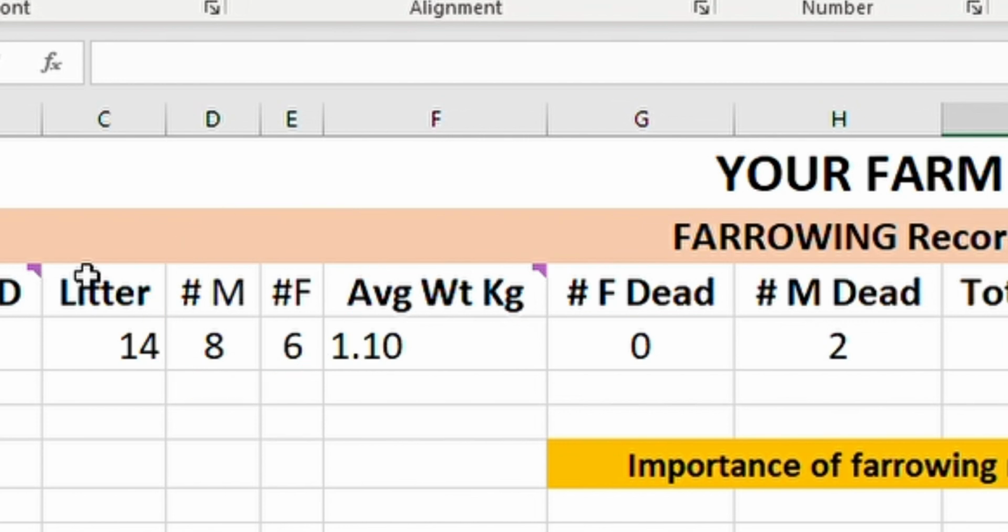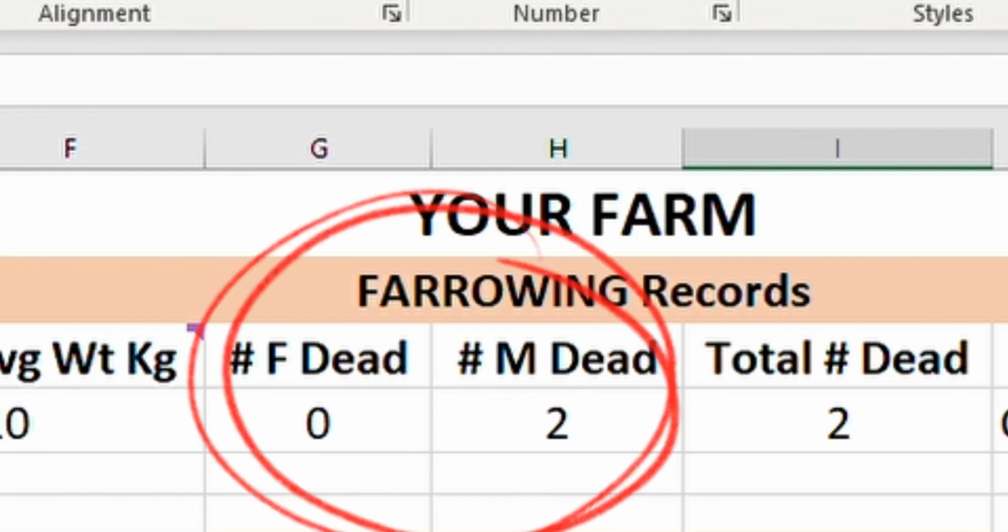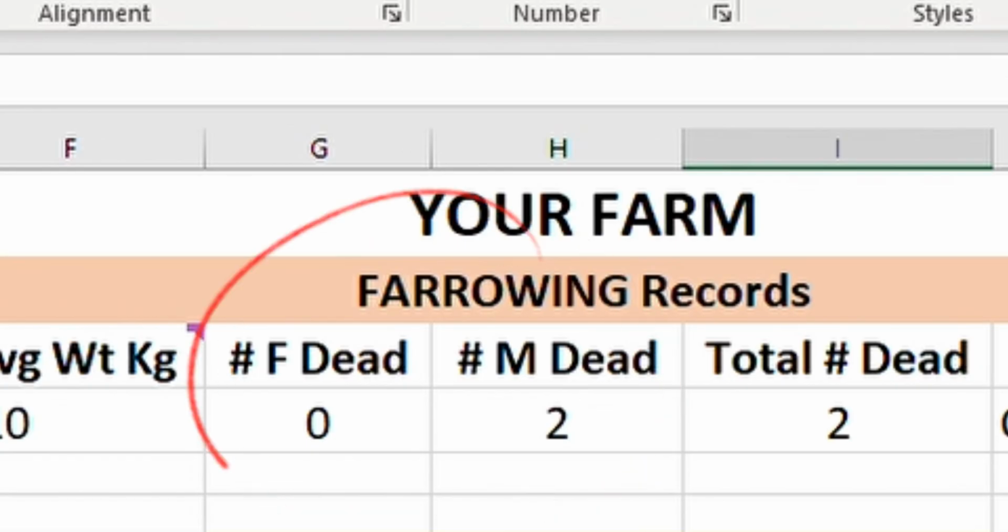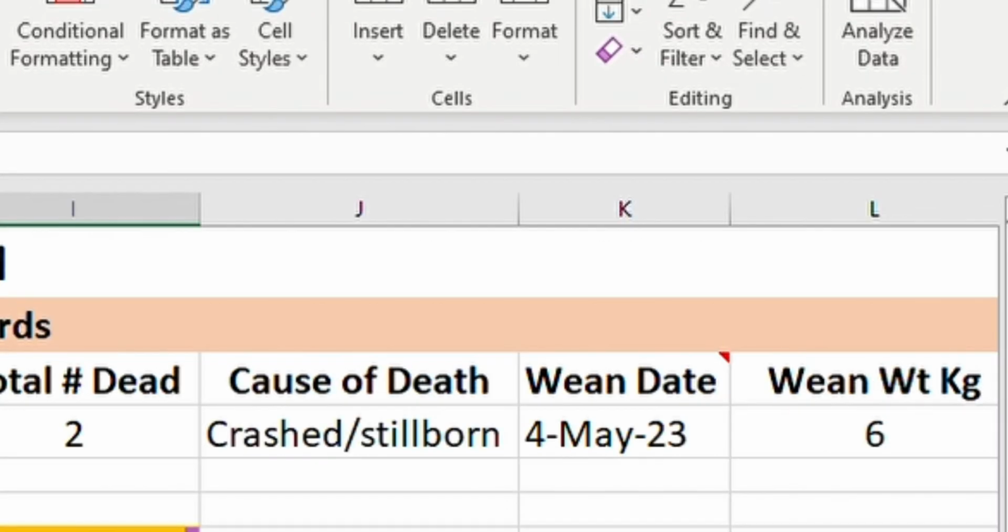And you should also get to know the average weight of the piglets at birth. That is, you weigh all the piglets and then find the average among them. And if there have been deaths recorded, you get to know the ID of the dead piglet, and if it is male or female, you take note of it so that you know the total number of dead piglets on your farm.